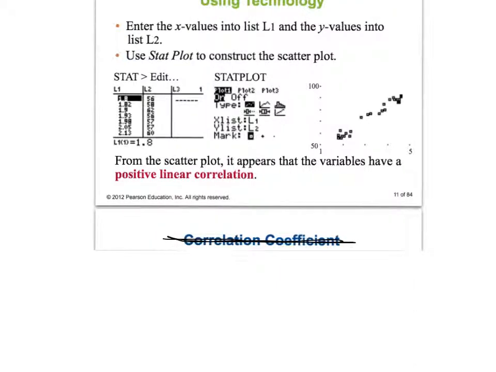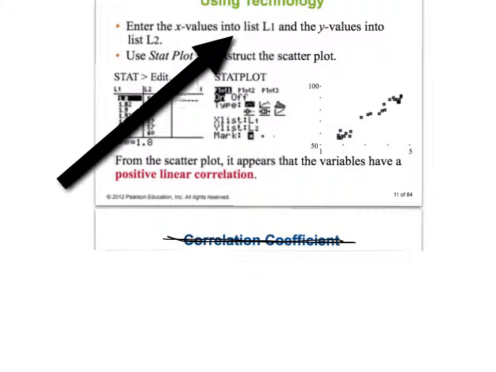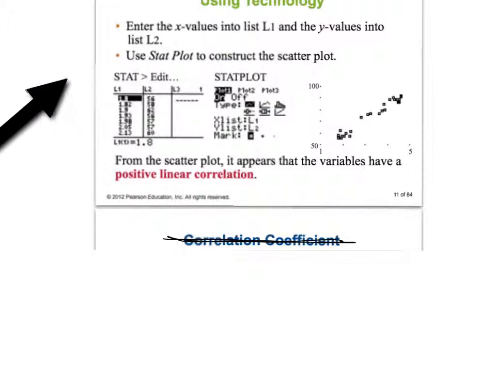Okay, to make a scatter plot using your TI-83, you're going to start by putting all your X values into L1. So remember, hit stat and then edit. That pulls up all your lists. If you have numbers already in your lists, put the cursor right on.